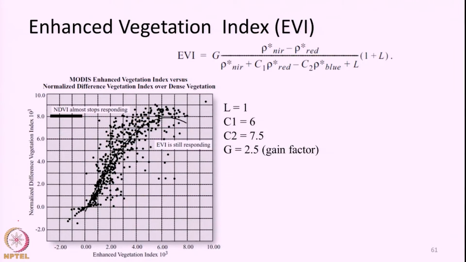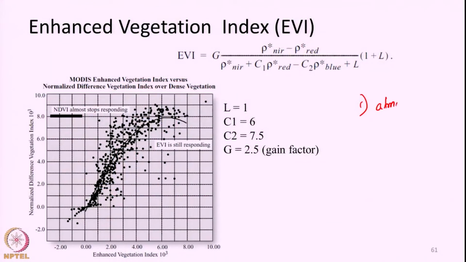Then comes another important and widely used vegetation index called the Enhanced Vegetation Index, EVI. EVI was primarily developed for the MODIS sensor. In the year 1999, the first MODIS sensor was launched to space, and with the data from that sensor, people developed EVI. EVI is a combined index, designed to reduce the effect of atmosphere, to reduce soil background effect, and also to reduce the saturation effect.